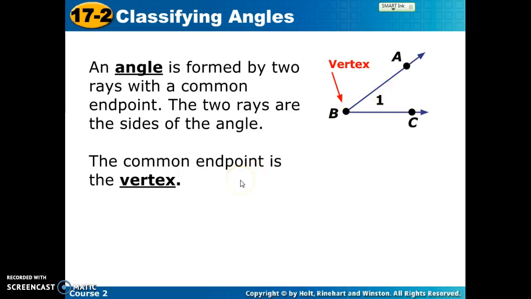Our second vocabulary word is vertex. The common endpoint of our two rays is the vertex. Notice where the rays BA and BC come together, the endpoint is letter B, so that's your vertex, forming angle number 1.